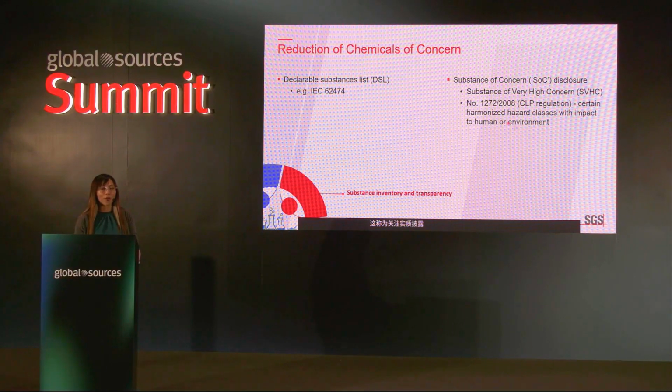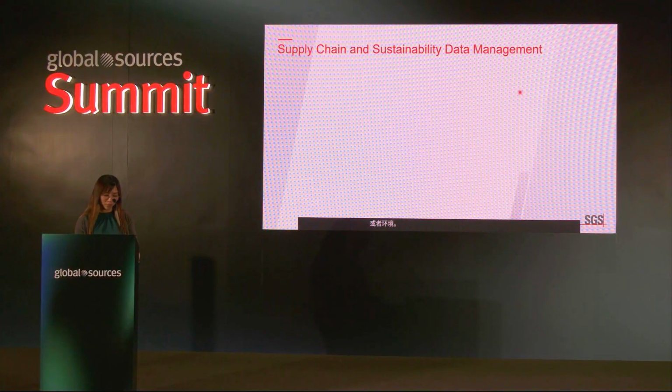And this list of SOC can include those that were previously mentioned, for example, the persistent organic pollutants, as well as the substances that are negatively impacting the recycling. It also includes the substances of very high concern, the SVHC, as well as some harmonized hazard classes of chemicals under the CLP regulation, which can negatively impact the human health or the environment. You can see that the communication along the supply chain will become essential in the future.